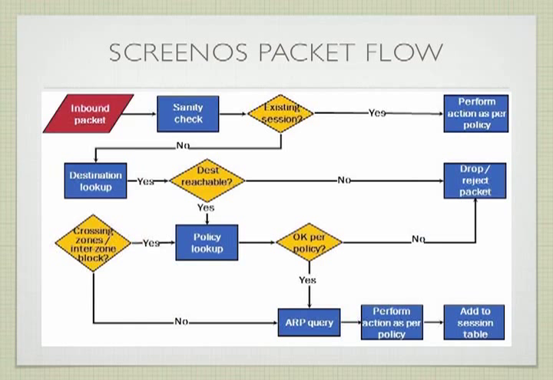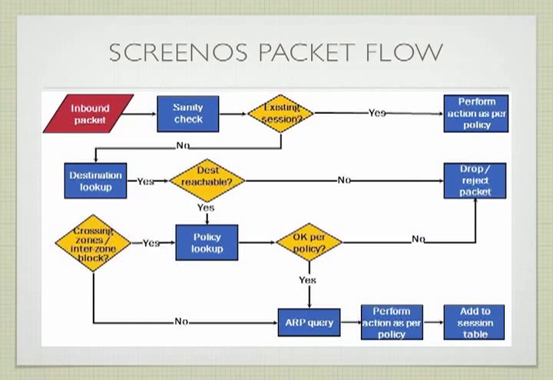The destination lookup and any NAT involved then allows us to see if the destination address is reachable. If it's not reachable, we don't even want to deal with it. If it is reachable, then we use the destination address and the source address to determine what the entrance zone and exit zone are, and do a policy lookup. If it's okay by policy, we can do our ARP query and perform the policy action and add the session to the table. So this is the review then of our packet flow in ScreenOS.